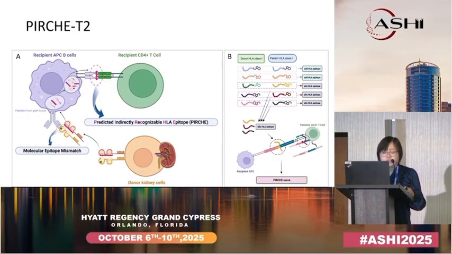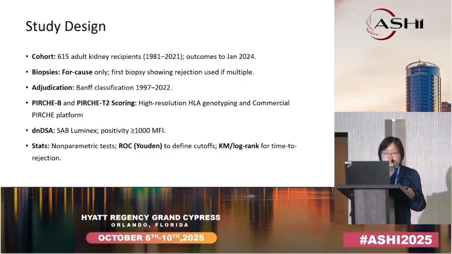And PIRCHE-T2 estimates the number of donor-derived HLA peptides that can be indirectly presented by the recipient's HLA class II molecules to CD4-positive T cells. So our hypothesis in the study is that high PIRCHE-B would predispose to AMR, while high PIRCHE-T2 would predispose to TCMR. So let's have a look at our study design.